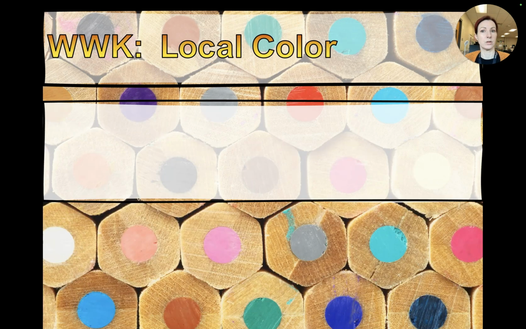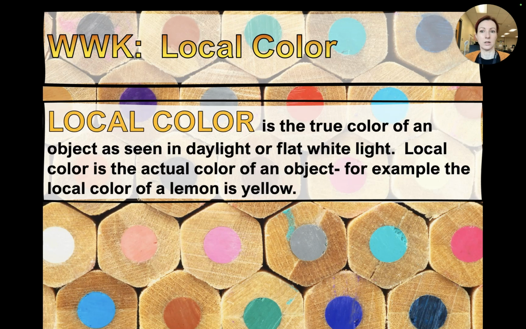So we have two words worth knowing. Our first is local color. Local color is the true color of an object as seen in daylight or flat white light. So local color is the actual color of an object. So the local color of a lemon is yellow. So the local color of this highlighter is yellow.